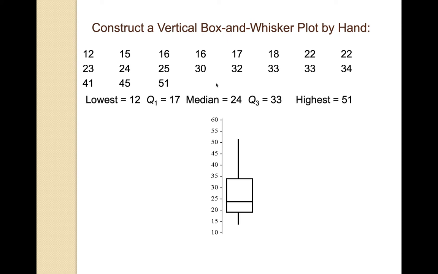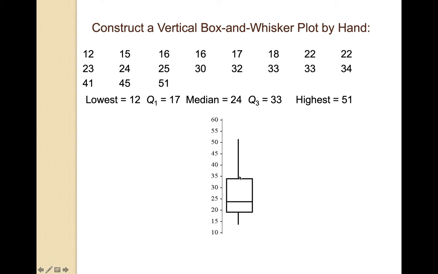Okay, so you want to determine the lowest value, the highest value, the first quartile, the median, the third quartile. Well, the easiest way to do that is just go ahead and enter the data into your calculator. And then we've got our vertical scale, and first thing you do is Q1, you draw that little line, and then Q3, you draw that, and then you make your box.